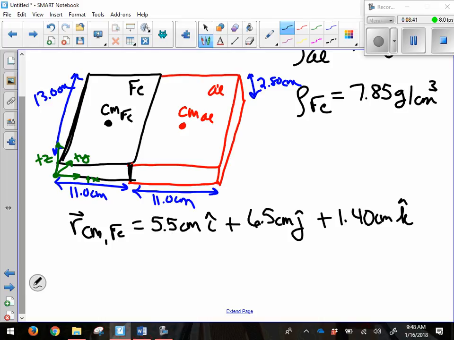Now, when I'm finding the center of mass of a system of particles, I need to know where each particle is, and that's certainly helping me with this. But what other piece of information do I need? The mass. So how am I going to find the mass of that slab? Okay, so density in general is mass over volume. So what's mass going to be equal to? Density times volume.